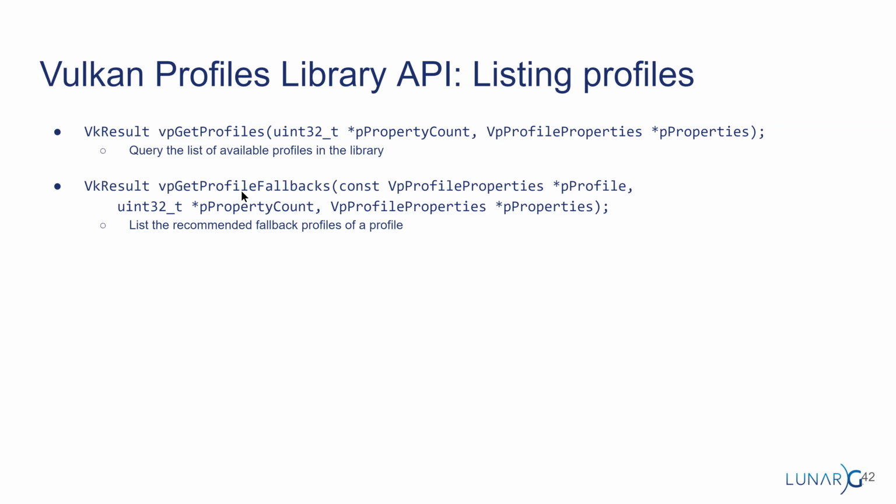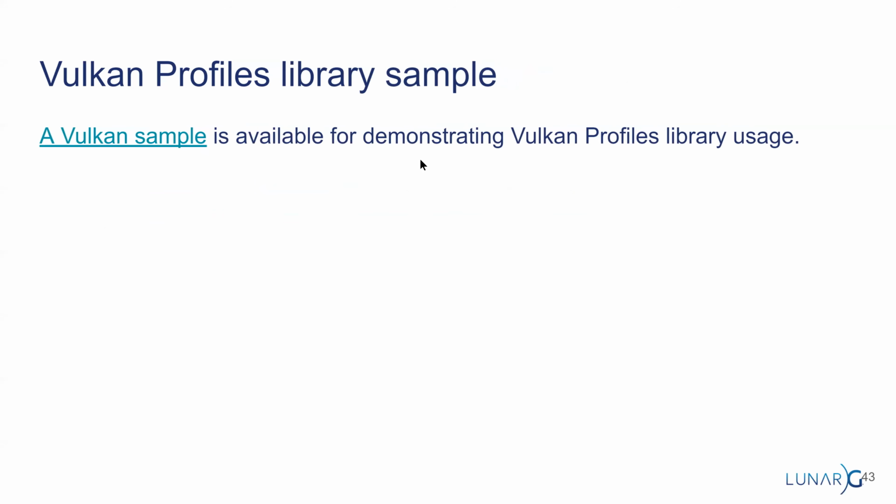And there is a get profile fallback. I said earlier that inside a profile file, we can have multiple variants. So this allows listing, for every profile in a profile file, the list of fallbacks that could be used as an alternative to a profile. There will be a Vulkan sample, there is a PR, to use the profile library inside the Khronos Vulkan profile repository.